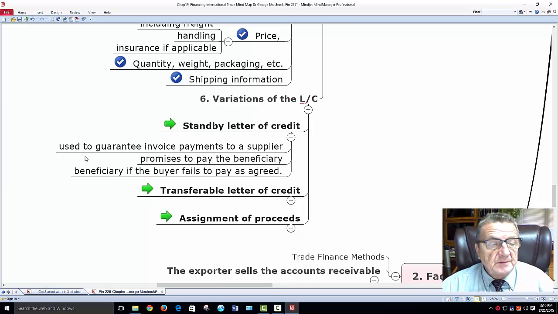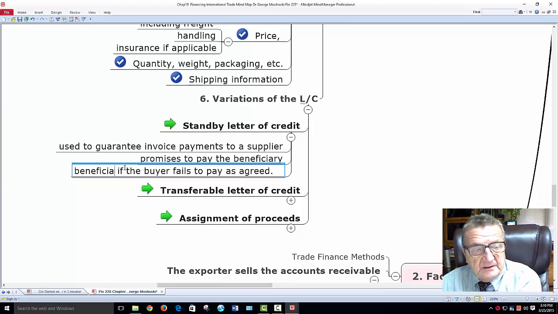Standby letter of credit, used to guarantee invoice payments to the supplier, a promise to pay the beneficiary.